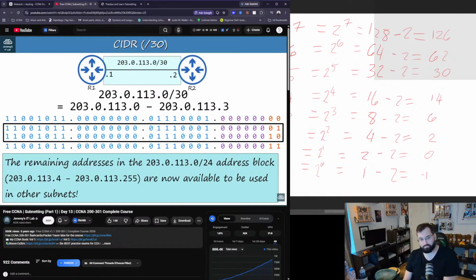Yep. That's the magic of subnetting. Instead of using 203.0.113.0/24 and wasting 252 addresses, we can use /30 and waste no addresses. Or perhaps there is another way to make this even more efficient.